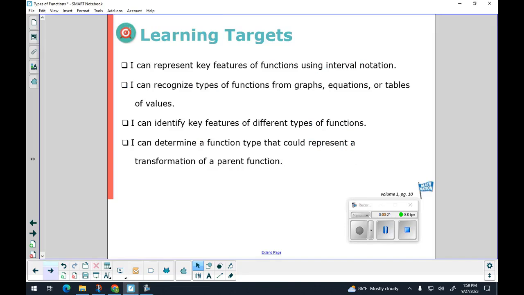All right, so these are our learning targets today. We want to be able to talk about some key features, the types of graphs, etc. These are our learning targets for today.